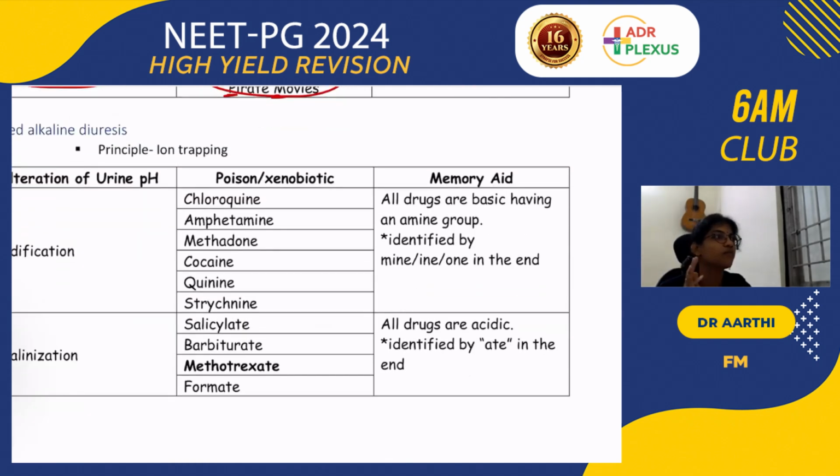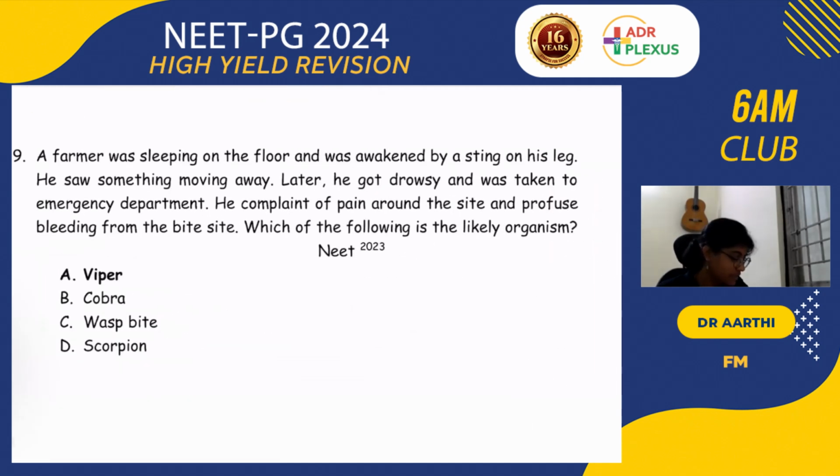Easier way to remember which one goes for acidification and which one goes for alkalinization. Alkalinization is done for anything that ends with -ates, that's your acids, right? Salicylates, barbiturates, methotrexate, formate. So anything that has an ate. Okay, so see, they have given us aspirin, which is nothing but your salicylates, which we are talking about. All of this will go in for alkalinization. Okay, and then anything with -mines, -ines, -ons, right? All of this will go for acidification of urine. Okay, let's see the next part.